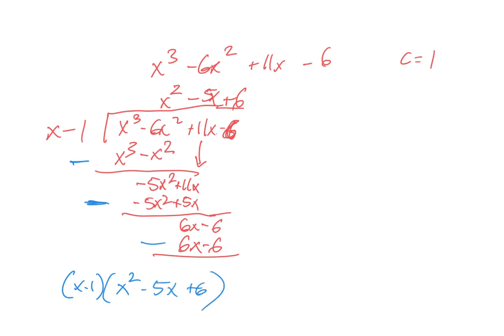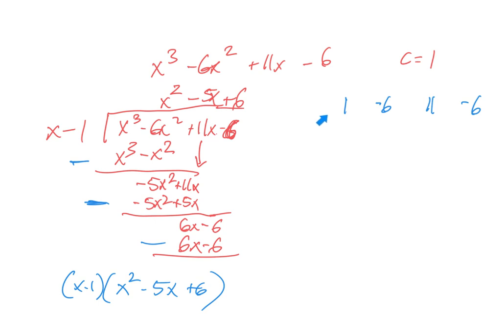If I want to use synthetic division, what I start with is the coefficients of my original equation. The coefficient of the x cubed is 1. Coefficient of the x squared is negative 6. Coefficient of the x is 11. Coefficient of the constant is negative 6. If you're ever missing a term, say for example there wasn't an x squared, this would have to be 0 over here, but it's not.